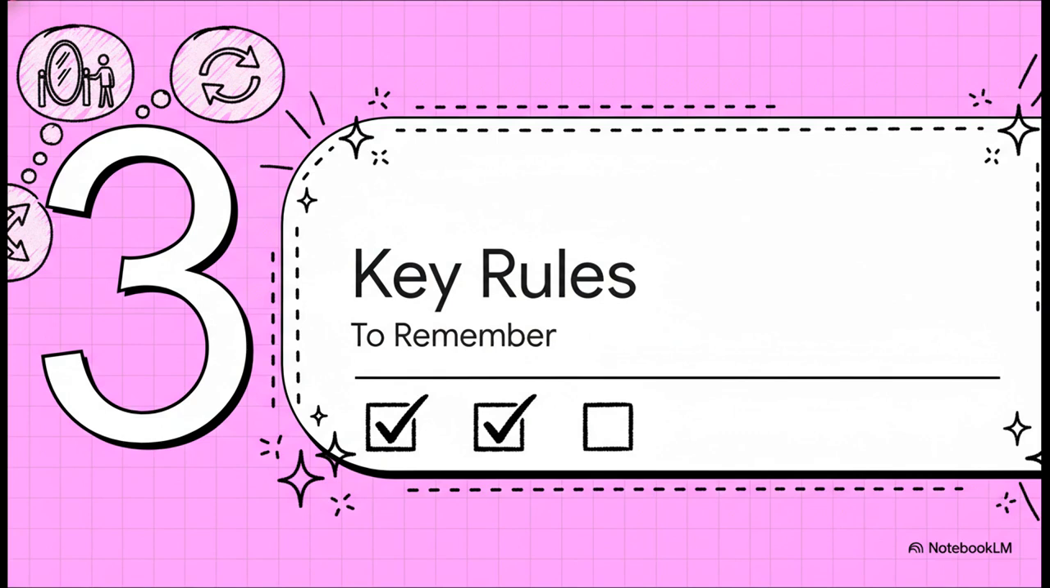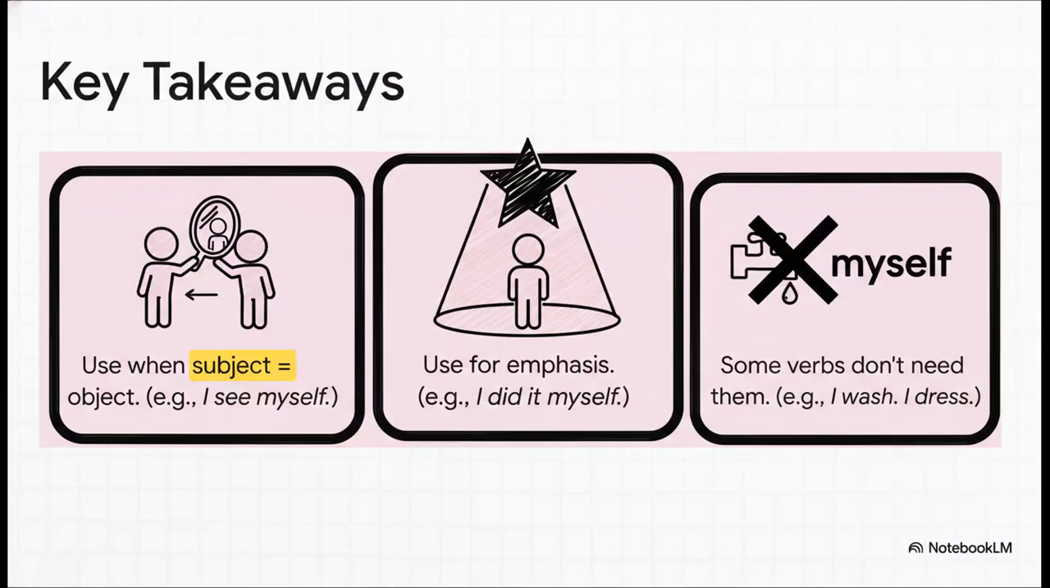So, before we finish up, let's just quickly review the main takeaways. These are the key things to lock into your brain. So, to recap, the two big rules. Number one, you use them when the subject and the object are the exact same person or thing. Think, I see myself in the mirror. Number two, you use them to add emphasis, to really stress that you did it, like I did it myself.